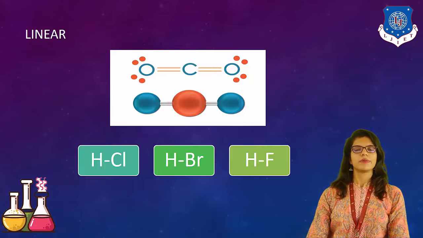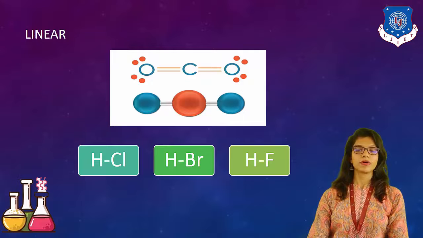The first shape that we can take here is linear. In linear shape, we have to see that the particular compound should be a stable one. As an example, you can see here CO2. CO2 is an example of a linear molecule. It has a bond angle of 180 degrees. Along with it, we can take the example of HCl, HBr and HF also.